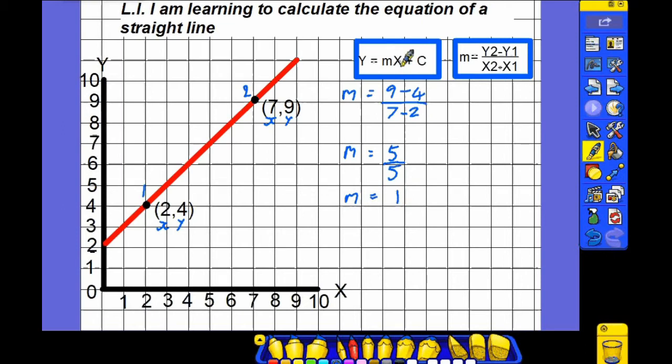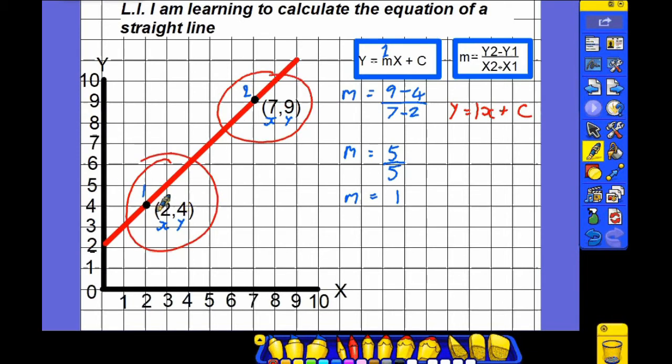Now, because we now know the gradient, it's just 1 in this case, we can now treat this like any other algebra problem to find out what c is. Let's see how that works. I'm going to change colours just now. And we know that y equals 1x plus c. Well, again, there's a lot of letters in there and not a lot of numbers. However, we know that we can put in an x value and a y value by stealing the information from any one of these two coordinates.